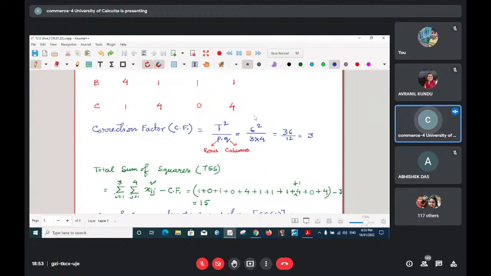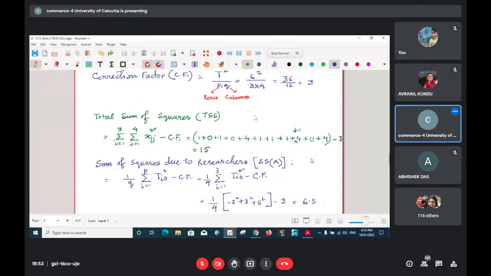Now I am trying to calculate, out of total variance, the variance which is coming due to researchers. I am numbering it as factor A. You may write it as factor X, factor Y, or factor R, because researcher is considered as R. But whatever you write, write it accordingly. Sum of squares due to researchers, that means variations due to researchers. I have mentioned this as factor A, so I have written SS(A).